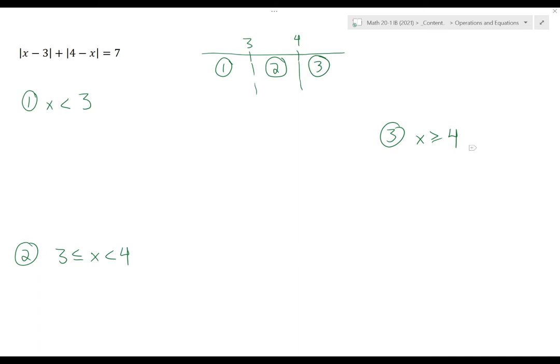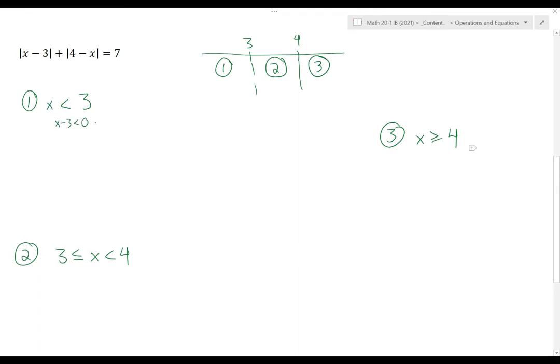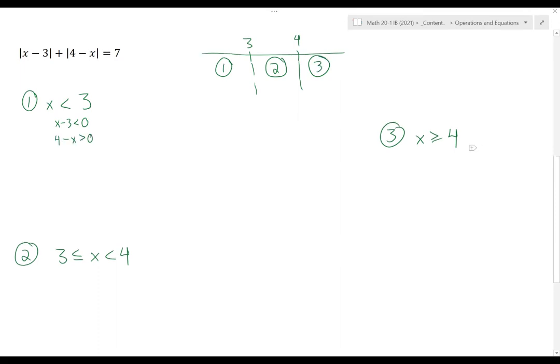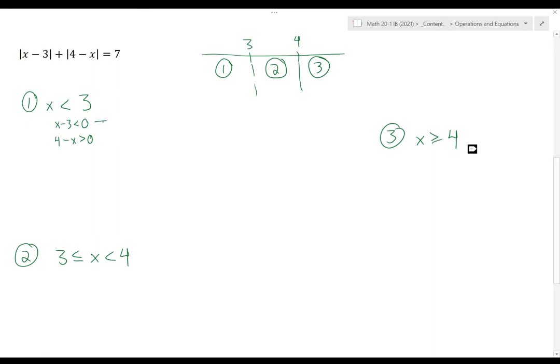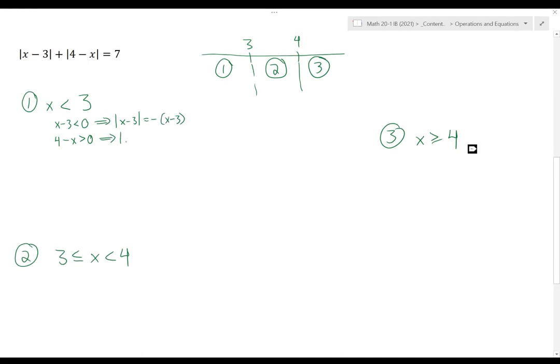So if x is less than 3, then x minus 3 is less than 0. And 4 minus x is greater than 0. Pick a number that's less than 3, so 2, for example. 2 minus 3 is negative, but 4 minus 2 is positive. So that means that in this region, the absolute value of x minus 3 is the opposite of x minus 3. But the absolute value of 4 minus x just is 4 minus x.